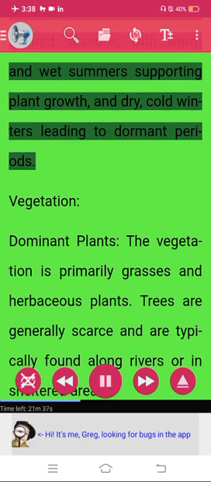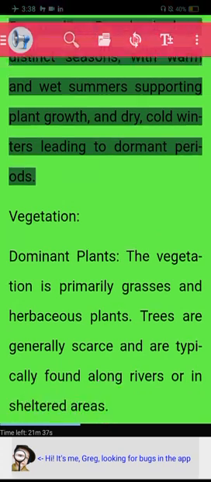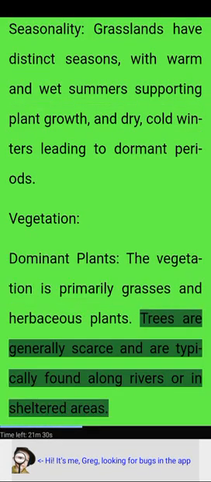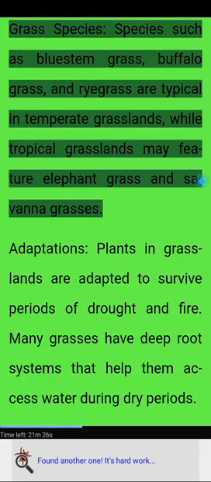Seasonality: grasslands have distinct seasons, with warm and wet summers supporting plant growth, and dry, cold winters leading to dormant periods. Vegetation: the dominant plants are primarily grasses and herbaceous plants. Trees are generally scarce and are typically found along rivers or in sheltered areas. Grass species: species such as blue stem grass, buffalo grass, and ryegrass are typical in temperate grasslands, while tropical grasslands may feature elephant grass and savanna grasses.